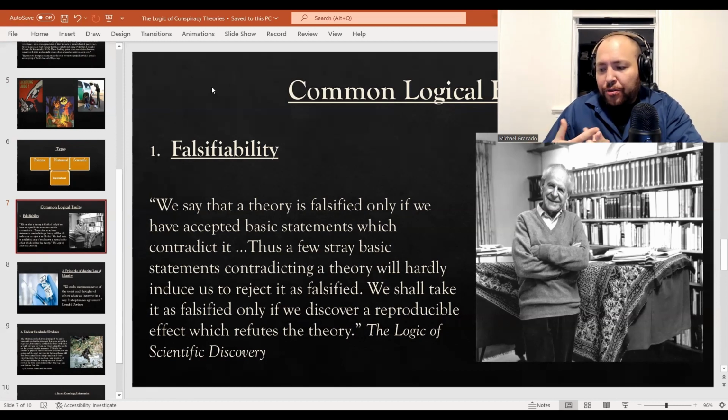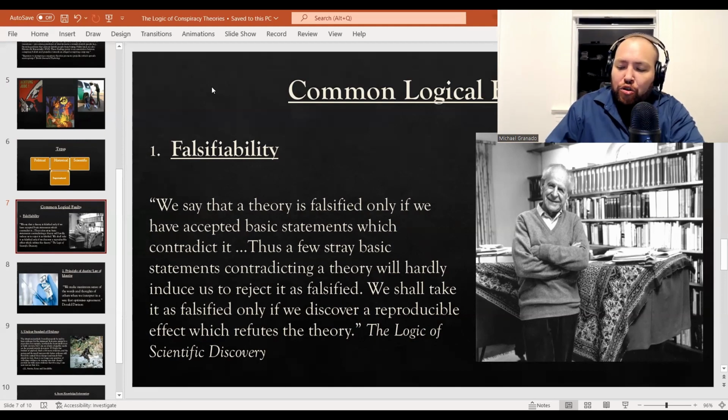So there's this issue in philosophy of science called the problem of demarcation, which is this question of how do we separate good scientific thinking or theories from pseudoscientific thinking or theories? What is the criteria that we can use to make that separation? And Popper says that the strongest principle that we can use is this idea of falsifiability. We have a quote here from Popper's The Logic of Scientific Discovery.